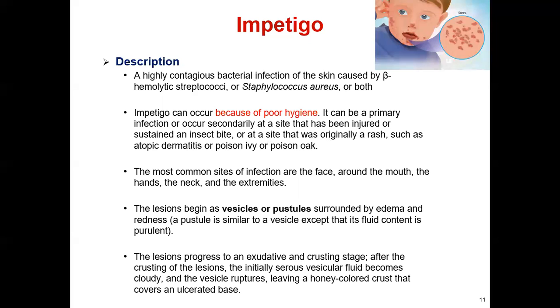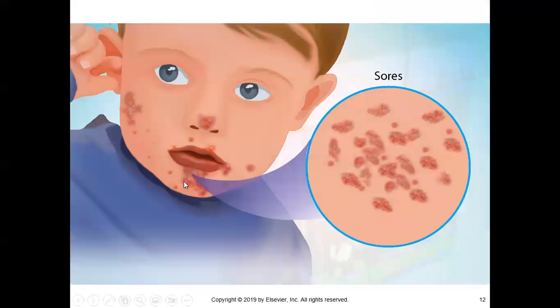So the basic pathology is infection of the epidermis by bacteria, Streptococci or Staphylococcus aureus. The most common sites of infection are the face, around the mouth, and hands, neck, or extremities. So the most common site is around the mouth, with yellow or honey crusted lesions, especially on the face.